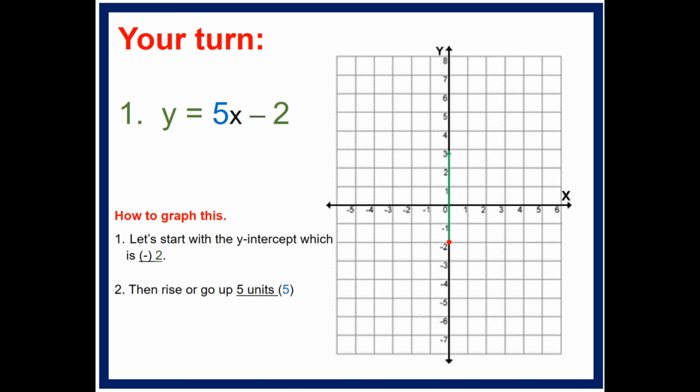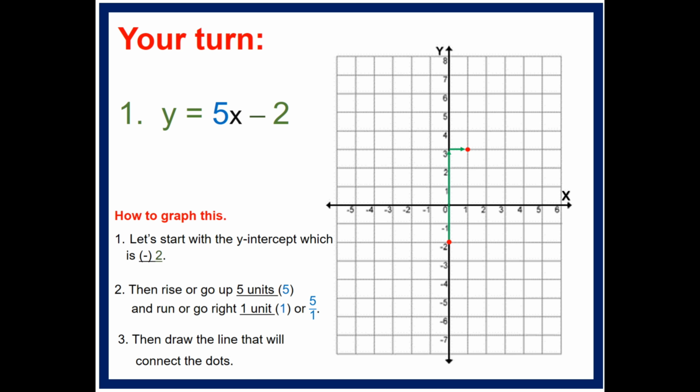Look at the green arrow. 1, 2, 3, 4, and 5. Then run, or go right. How many times? There's the invisible 1. We're going to go right, or run, 1 time. Look at the green arrow. Then don't forget to put the dot in there.